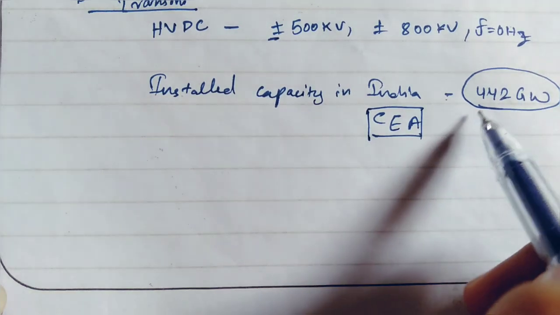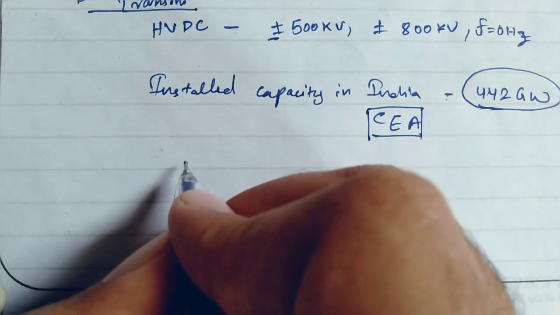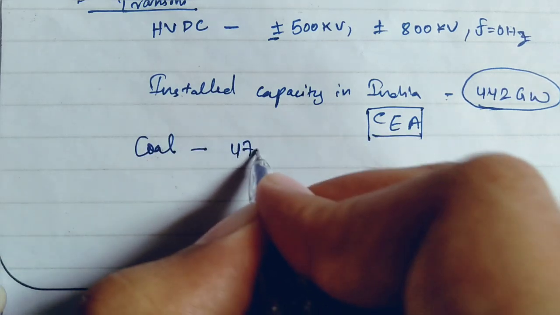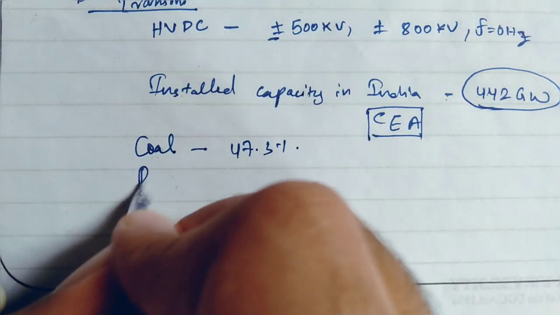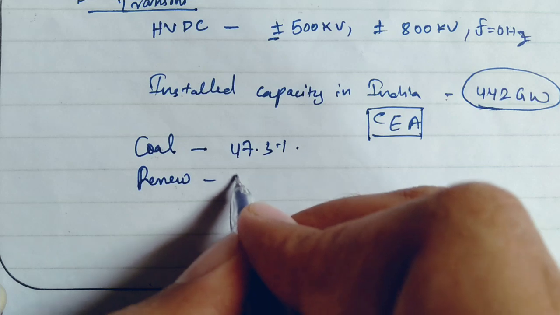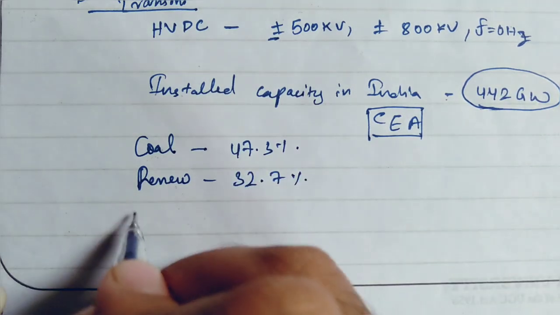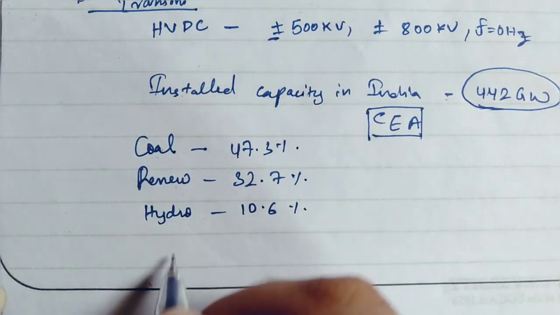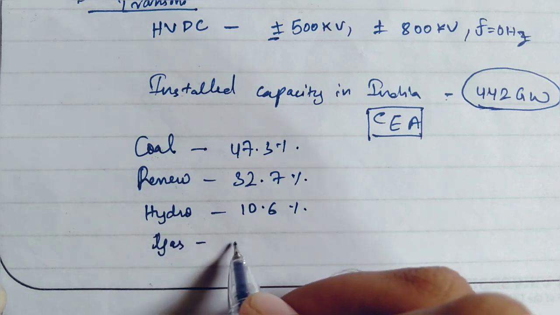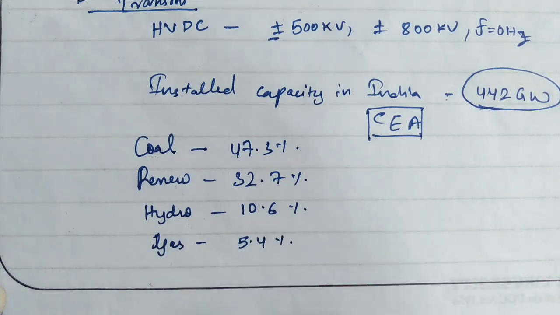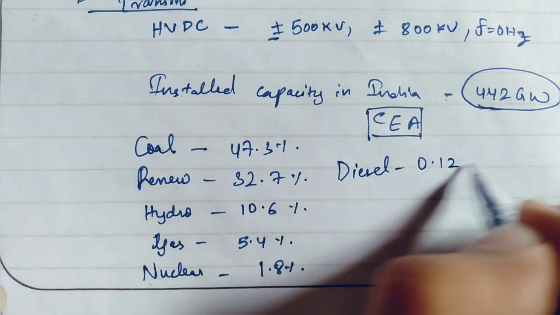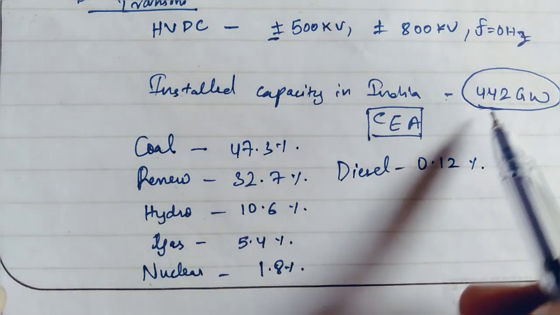Out of this 442 gigawatts, the percentage is distributed like this: from coal 47.3%, and from renewable energies like solar and wind etc. 32.7%, and from hydro, that is hydroelectric power plants, 10.6%, and from gas power plants the installed capacity is 5.4% of the total, and nuclear 1.8%, and diesel is 0.12%. This is the total distribution among the 442 gigawatts.